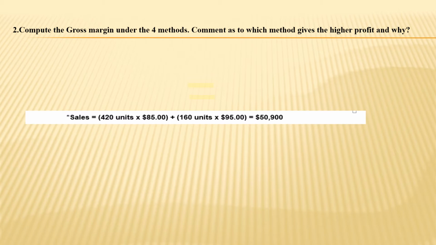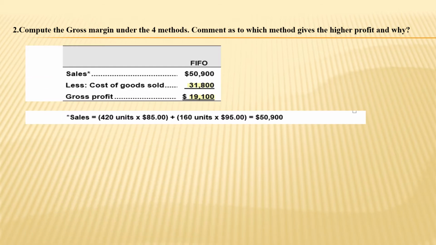So I will multiply 20 units by $85, the selling price, plus 160 units by $95, the selling price, which will give us $50,900. This is the sales. I just deduct the COGS that is already calculated in the previous slide under FIFO, using the FIFO method, from the sales, which will give us a gross profit of 19,100.